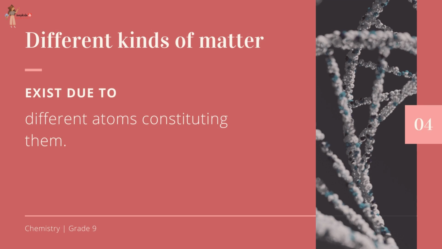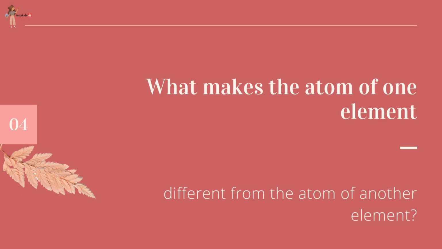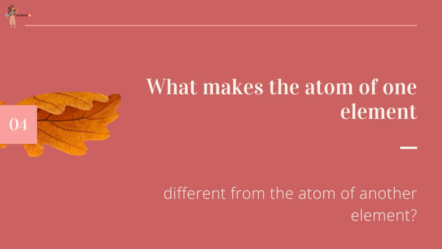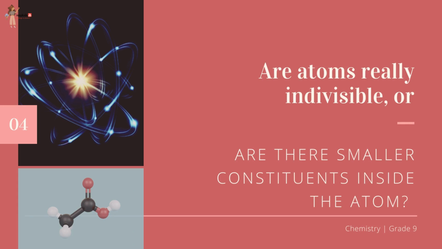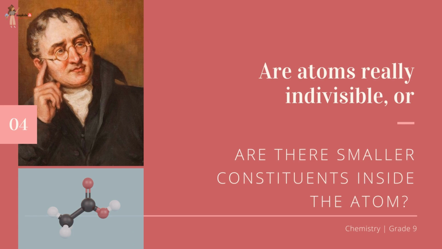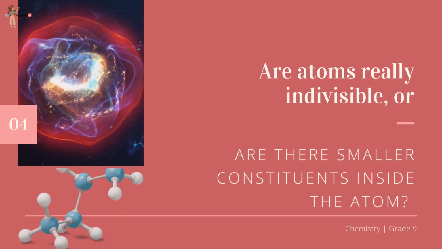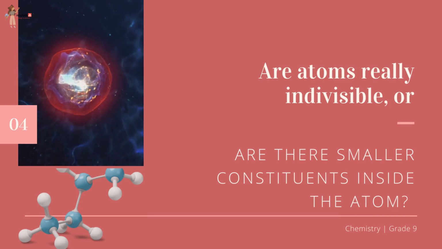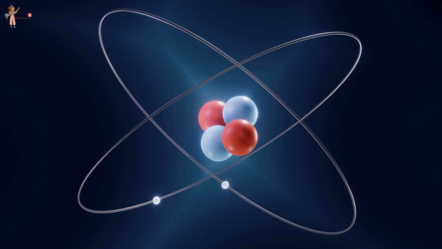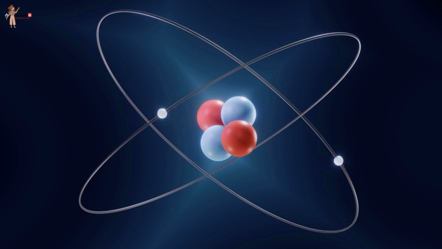However, some questions that arise are: what makes the atom of one element different from the atom of another element? And are atoms really indivisible as proposed by Dalton, or are there smaller constituents inside them? We shall find out the answers to these questions in this chapter.